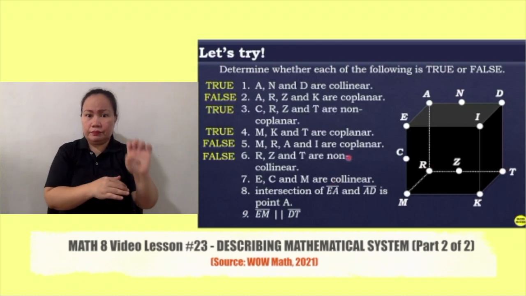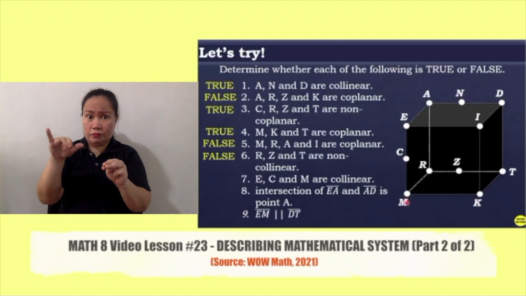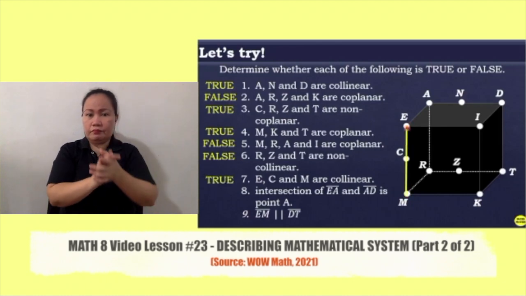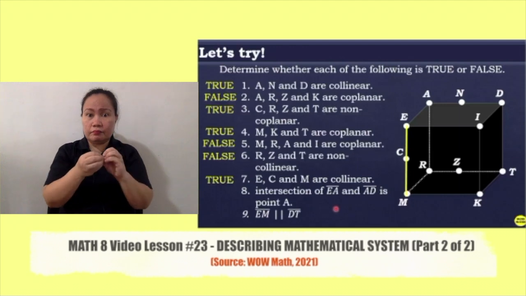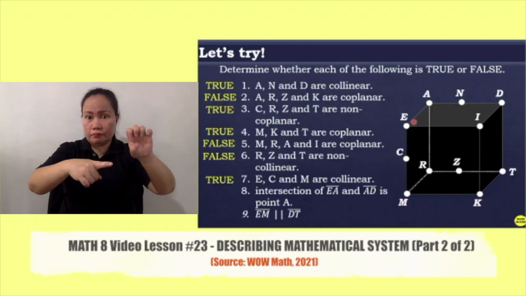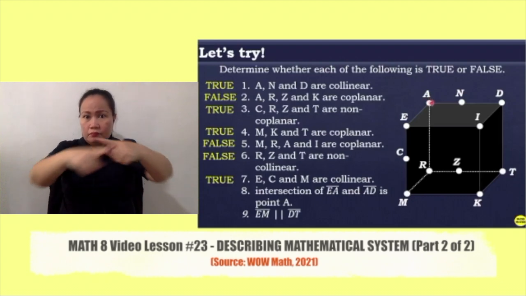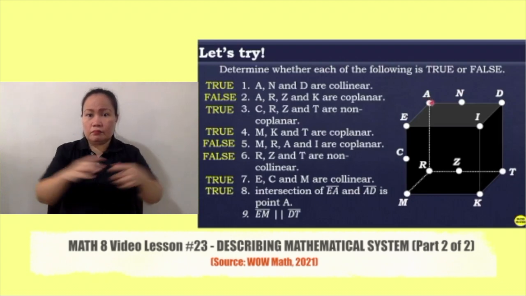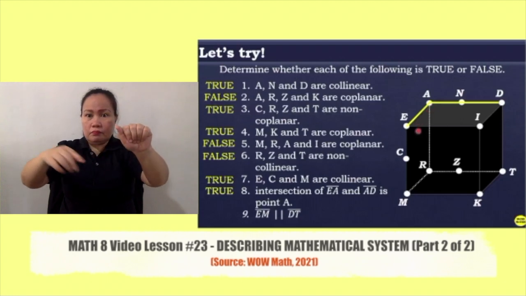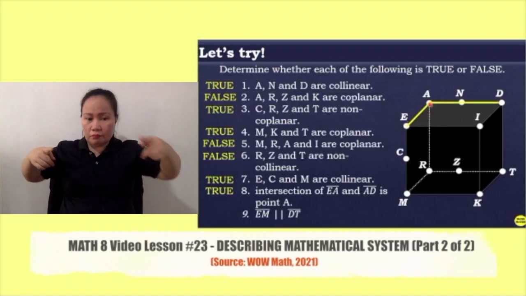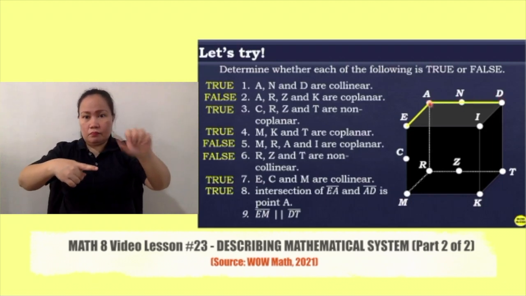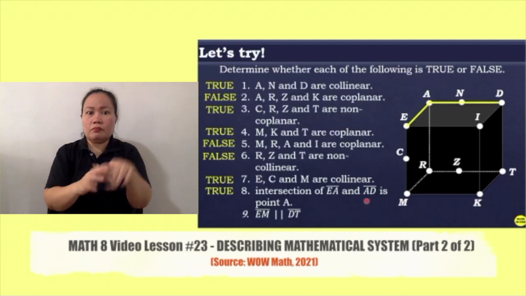Next, ECM. So, these points are collinear daw po. So, this is true. So, ayan po siya. And then, the intersection of EA and AD is point A. So, paano ba itong intersection? So, this is true. Ito yung intersection. Pag sinabi natin intersection, saan sila nag-meet? So, ito si EA, ito si AD. Saan sila nag-meet? Sa point A. Yun po ang intersection.